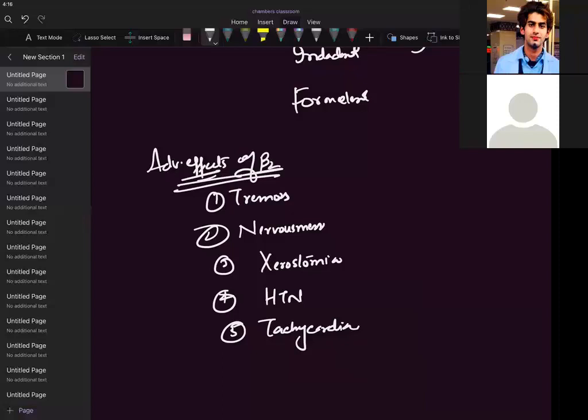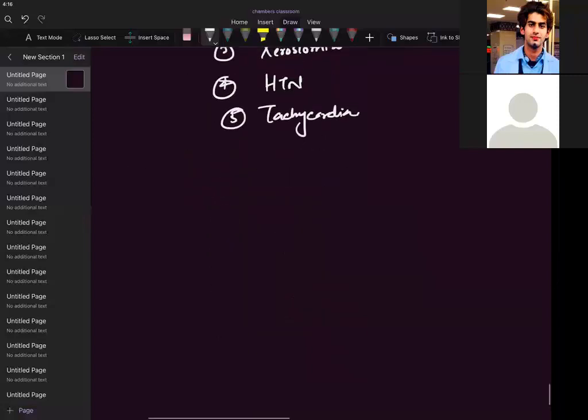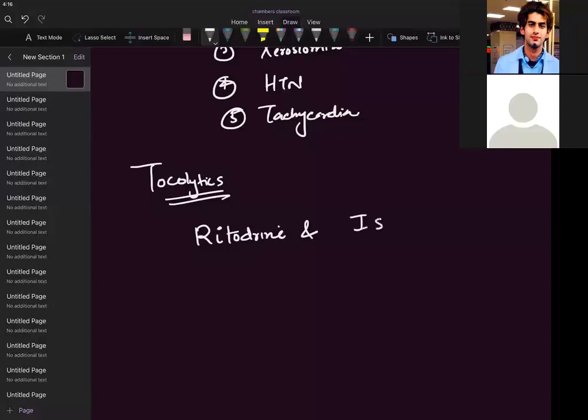Okay. Now talking about the tocolytics. Tocolytic action of beta 2. As tocolytics, we use ritodrine and isoxsuprine. You are using them as uterine tocolytics. Okay. Contraindication, hypersensitivity. Okay. Contraindication, hypersensitivity. Fine.